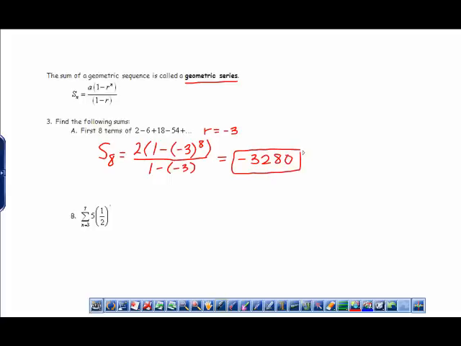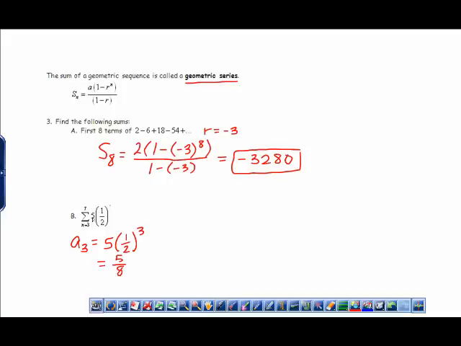Okay, so then on part B, it's a little bit different because you're not writing it out. They're giving us a sum in sigma notation. So we have to find the first term. We need to also find out how many terms there are. The first term in this sequence is a sub 3 because we're starting with the 3 down here. So you need to do 5 times 1/2 to the 3 power. All right, and that gives us 5/8 when it's all simplified out.